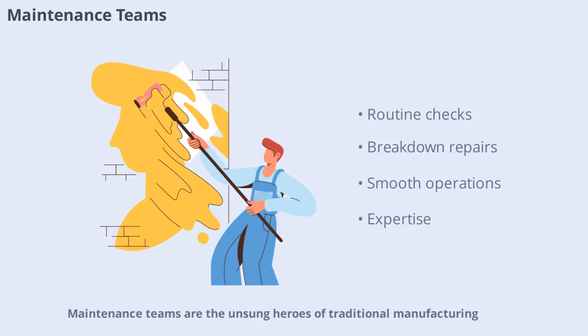Maintenance teams are the unsung heroes of traditional manufacturing. They keep machines running, fix breakdowns, and perform routine checks. Their expertise ensures that production lines operate smoothly, minimizing downtime and maximizing output.